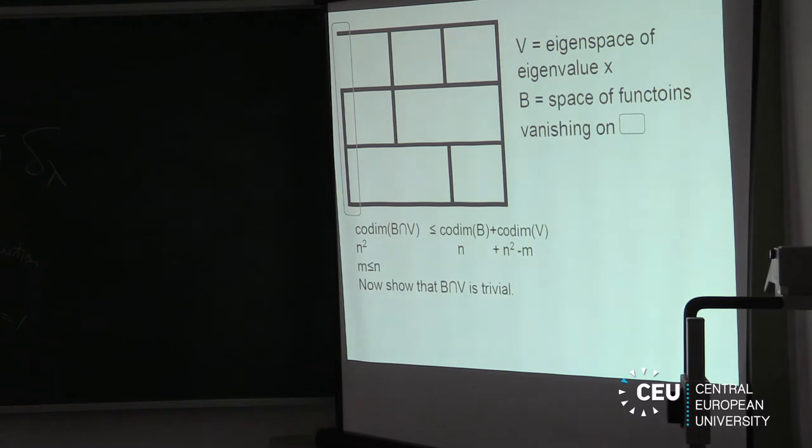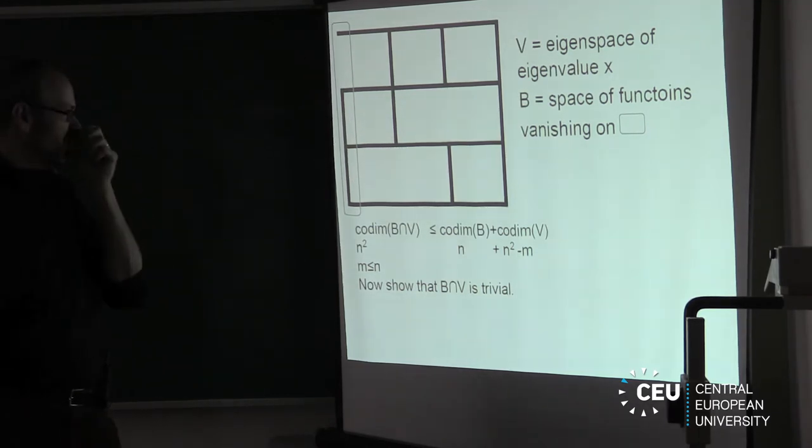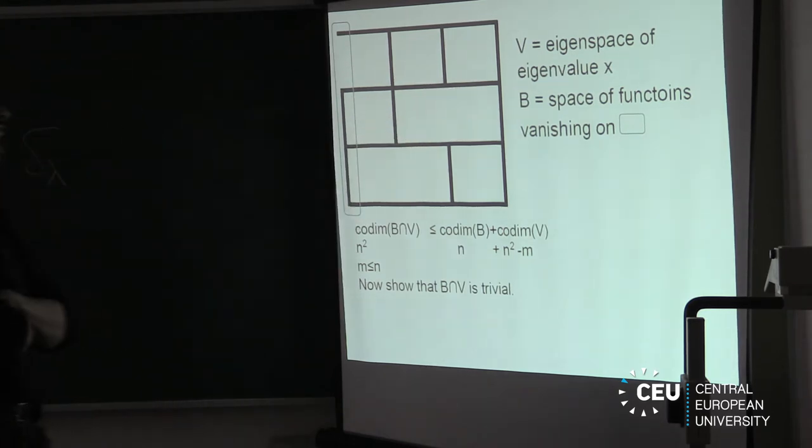Let x be the eigenvalue, and let V be its eigenspace. So it's a space of vectors. We want to show that the dimension of V is at most n. And let's look at this set of vertices. Let B be the space of functions that vanishes on that set. So that's a linear space.